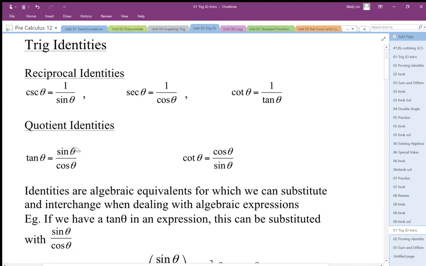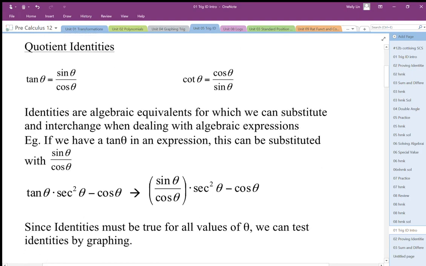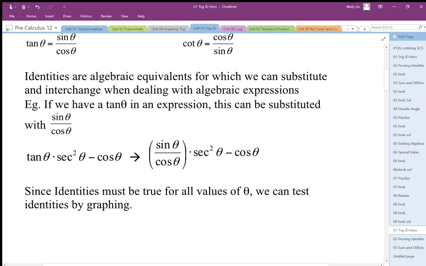Same here. Tan theta is equal to sine over cos. It doesn't matter what the angle is. For every angle, these are the same. So if I were to graph the equation sine over cos, I will get the same graph as tan. They just graph right on top of each other. These are quotient identities because these are formed using a quotient of sine and cos. So algebraic identities are algebraic equivalents, and you can use these identities to replace equivalent expressions.